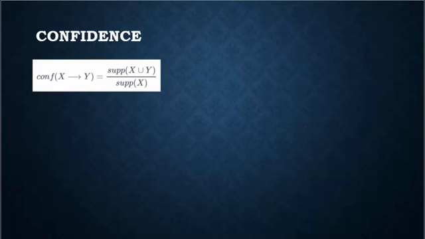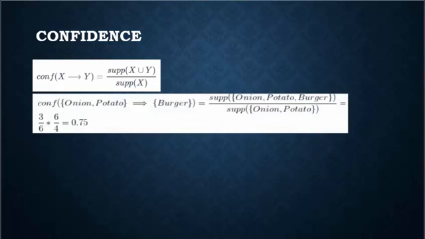Confidence. The confidence of a rule is defined as the likelihood of item Y being purchased when item X is purchased. So for the rule onion, potato implies burger, this implies that for 75% of the transactions containing onion and potatoes, the rule is correct. It can also be interpreted as a conditional probability: the probability of finding the item set Y in the transactions given that the transaction already contains X.